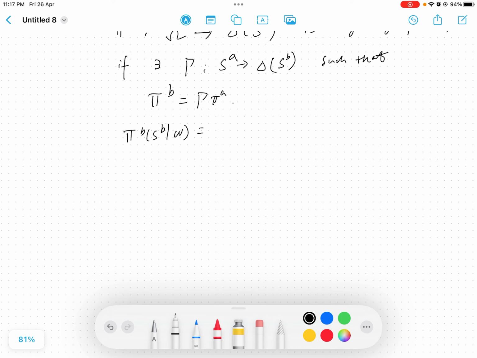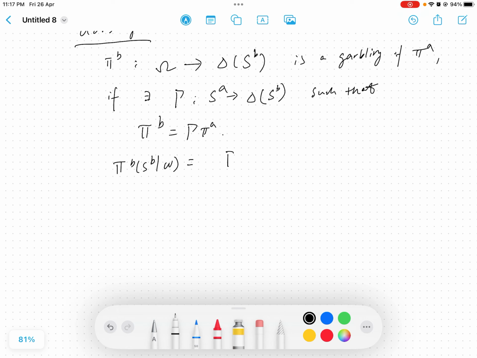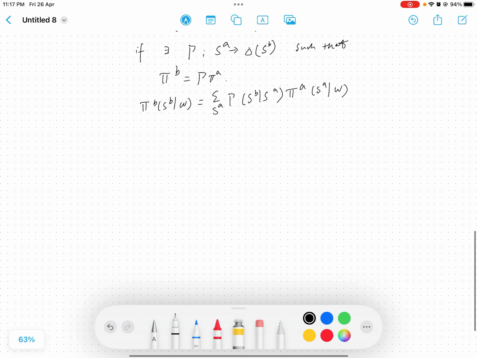the probability of sending signal S_B, pi b of S_B given omega, can be written as the sum over all S_A of gamma of S_B given S_A, times pi a of S_A given omega.